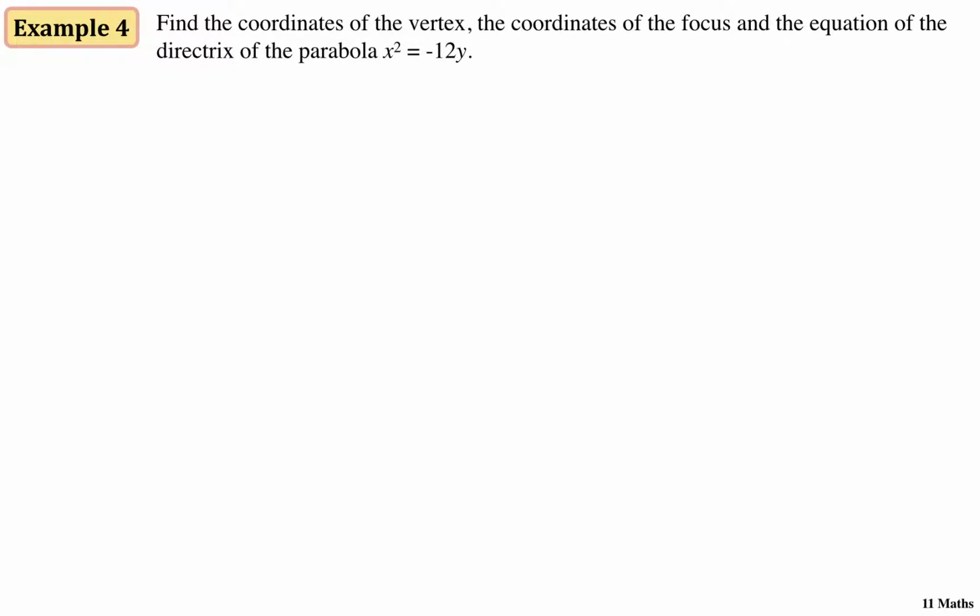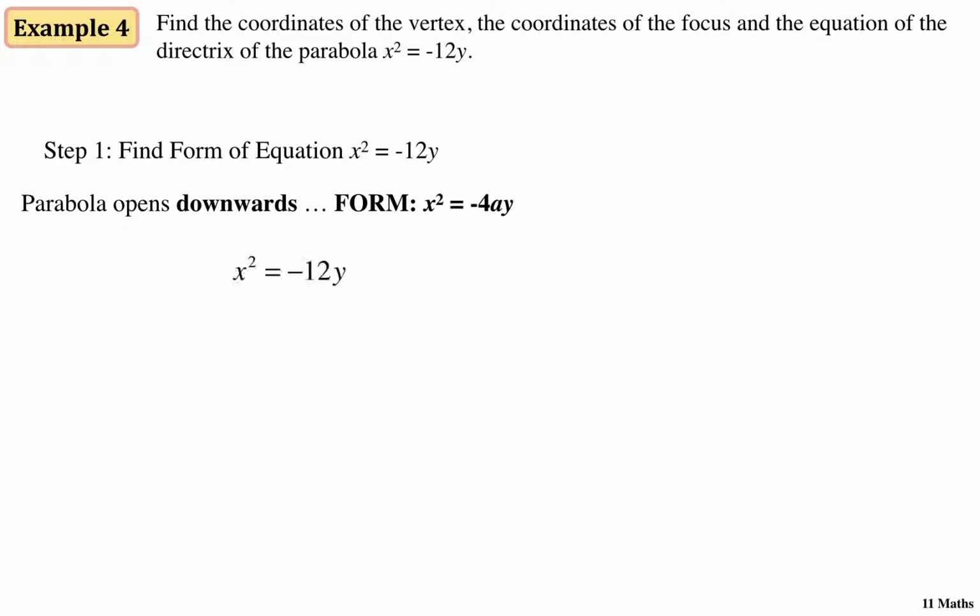Let's try our next example. Find the coordinates of the vertex, the coordinates of the focus, and the equation of the directrix of the parabola x squared equals minus 12y. Well, we know it's x squared equals minus 12y, so it opens downwards because there's a minus sign there. If x squared equals minus 12y matches up with x squared equals minus 4ay because it opens downwards, with a minus sign in front of it, we can see that the minus 4a and the minus 12 match up with each other, which means a is 3.